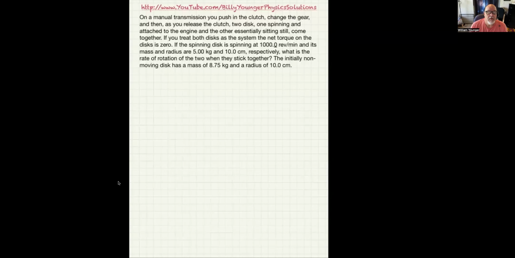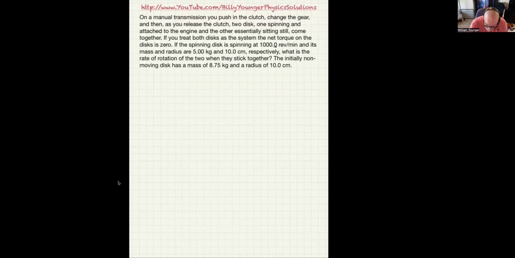Let's get started by sharing my iPad screen. So, you see the question here. It says, on a manual transmission, you push in the clutch, change the gear, and then as you release the clutch, two discs, one spinning and attached to the engine, and the other essentially still, come together. If you treat both discs as the system, the net torque on the discs is zero.